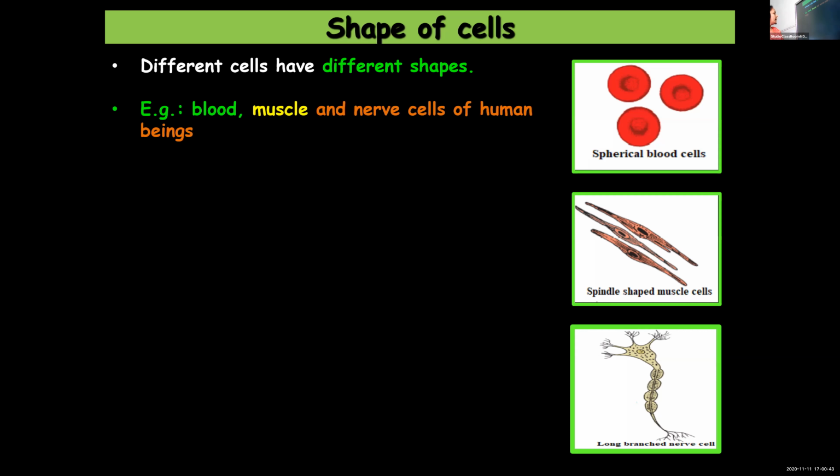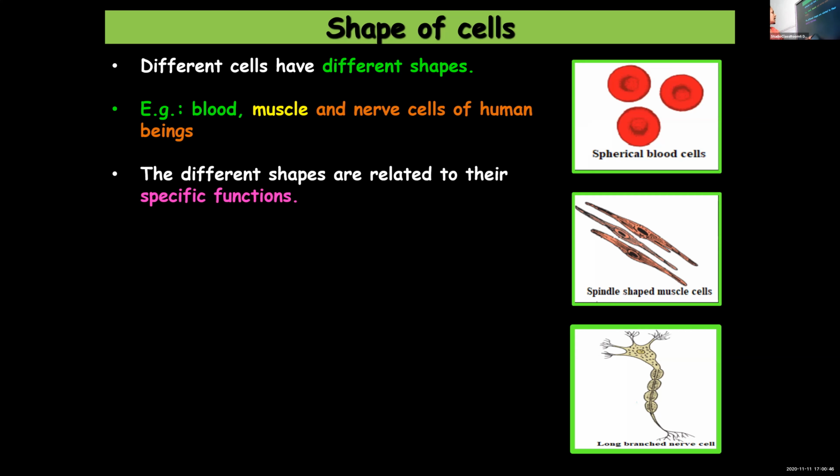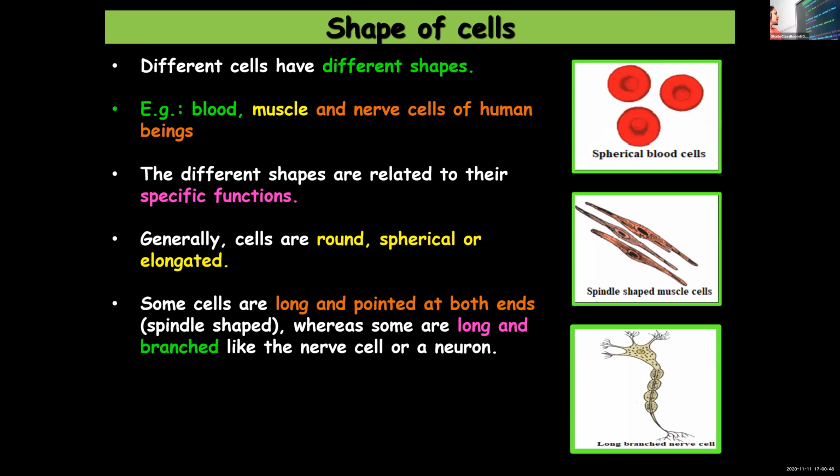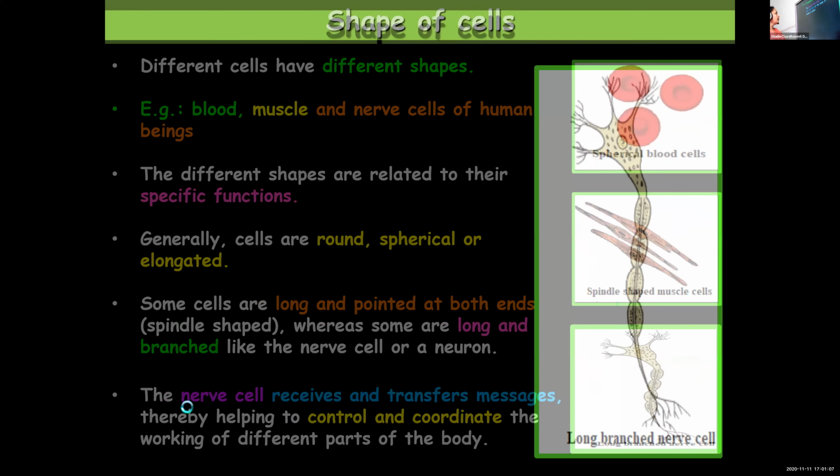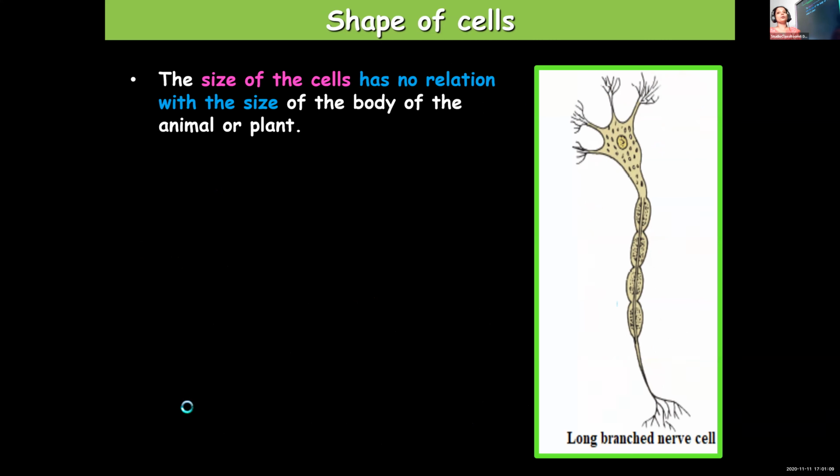Blood, muscle, and nerve cells all have different shapes, and these different shapes enable them to carry out their specific functions. Did we learn the function of a nerve cell? Yes, ma'am. The nerve cell receives and transfers messages, thereby helping to control and coordinate the different parts of our body. And the next point we need to know is that the size of the cell has no connection with the size of the animal or plant.